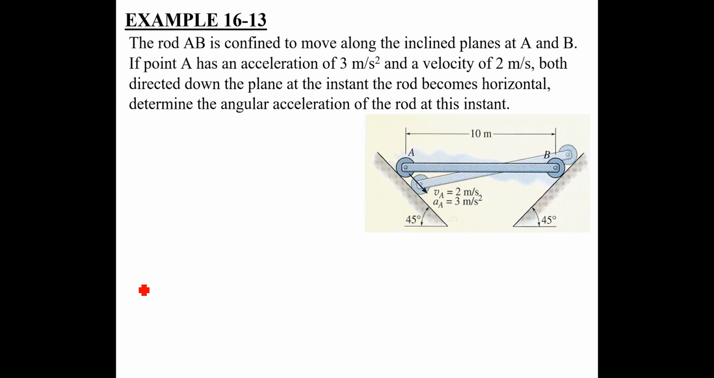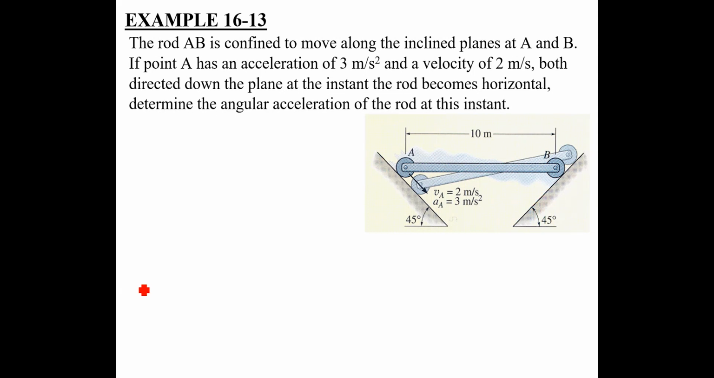Then you have a rigid link connecting these two rollers, this link AB. It has a length of 10 meters and this rigid link is connecting point A and point B with each other. So let us read the statement first of all. The rod AB is confined to move along the inclined planes at A and B. Point A has an acceleration of 3 meters per second square and a velocity of 2 meters per second down the incline.